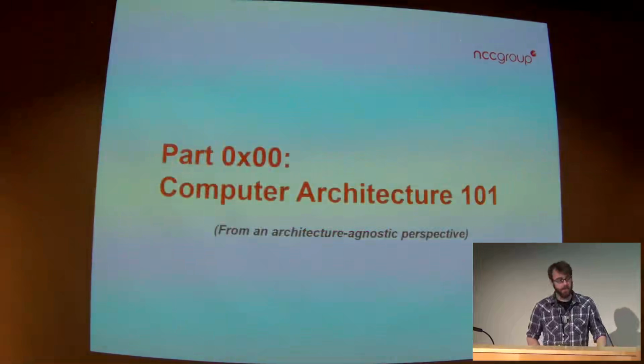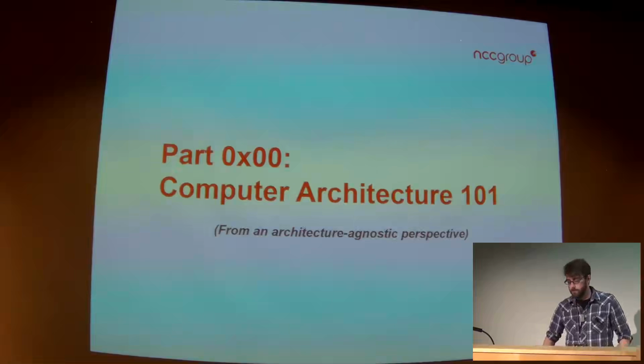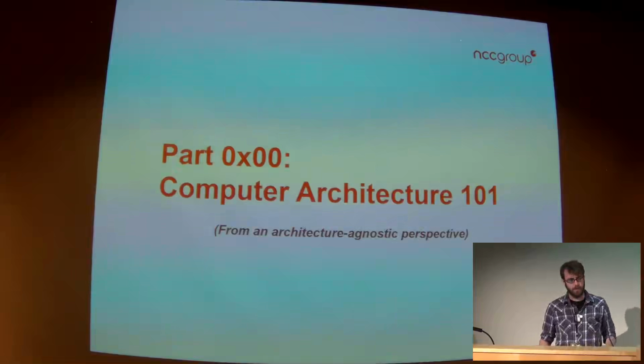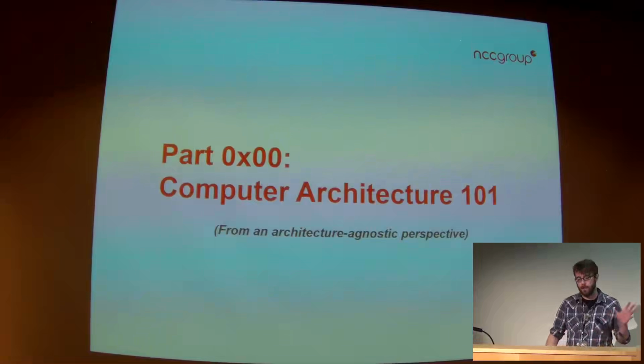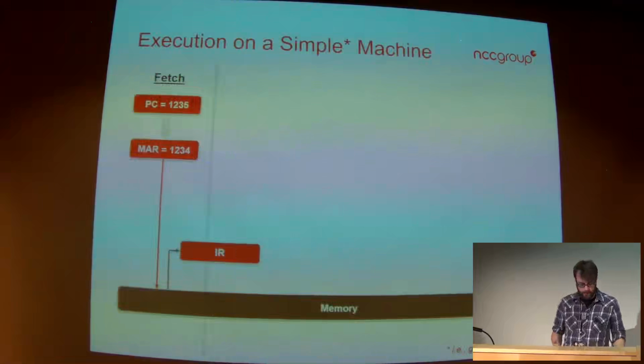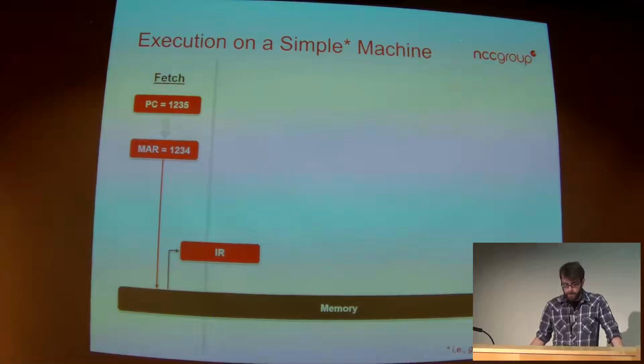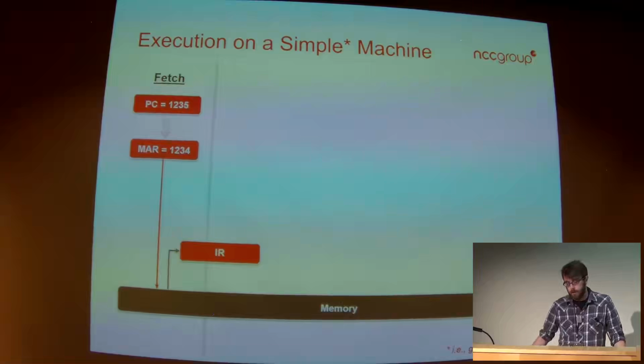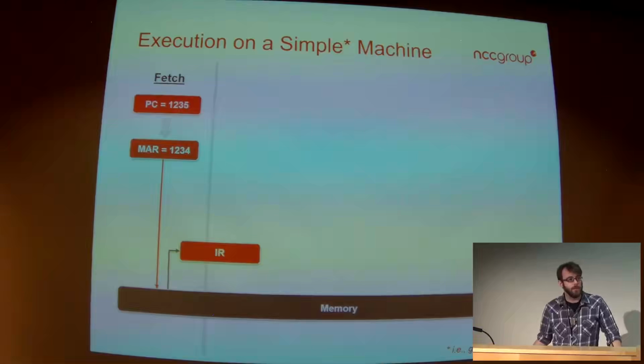So I want to start with just an intro or maybe a review for some of you to computer architecture, and try to do this from a machine-agnostic perspective, so you can get the sense of how things are going, and then you can apply that knowledge to specific architectures later. So when you're executing on a machine, there's this notion of a fetch, decode, and execute cycle. There's a register called a program counter, and it holds the address of the instruction you're executing. And that will get loaded into something called a memory address register, so I show that there.